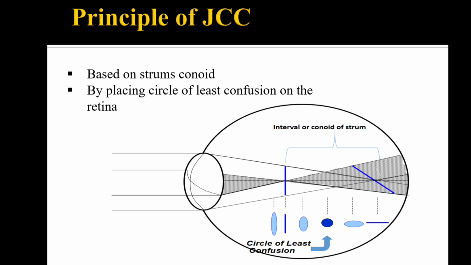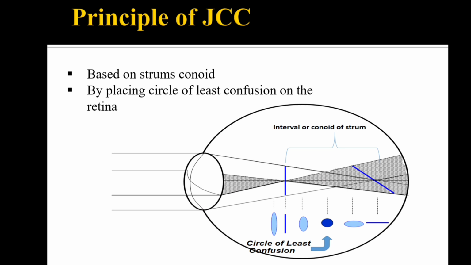So basically JCC is based on Sturm's conoid. And what is Sturm's conoid? When light rays pass through an optical system which does not have similar curvature in two principal meridians, it causes rays to focus on two focal points rather than a single focal point. Similarly, when light passes through an astigmatic eye, which is a toric surface, it causes the formation of two focal points. The distance between the two focal points is known as the interval or conoid of Sturm.